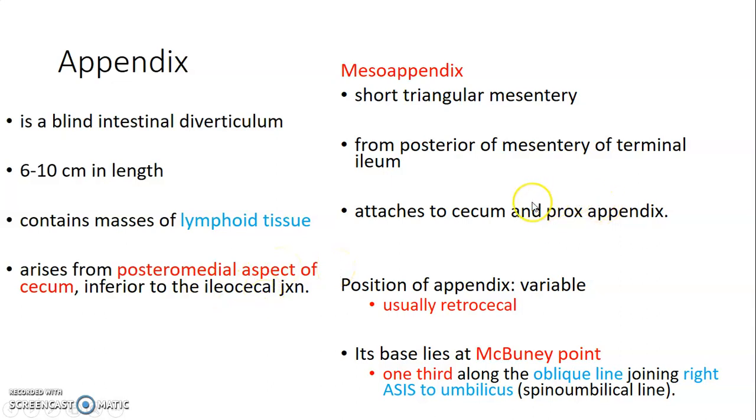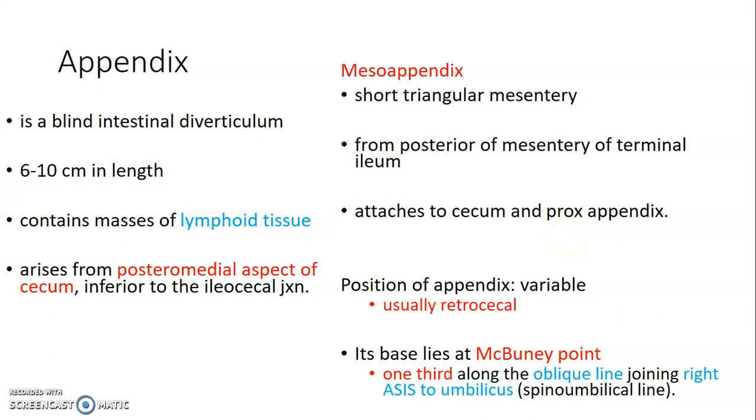The appendix has a mesentery called the mesoappendix that is short and triangular in shape and originates from the posterior part of the mesentery of the terminal ileum. The mesoappendix attaches the cecum and the proximal appendix. The position of the appendix is variable in different people. The majority of the population have a retrocecal appendix, an appendix behind the cecum. The base of the appendix lies at McBurney's point.